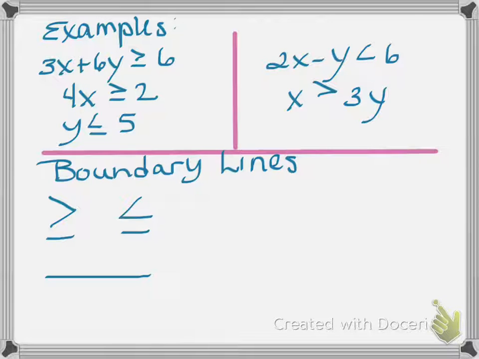If it's greater than or equal to or less than or equal to, you need a solid line. If it's just less than or greater than, the line you create needs to be a dashed line.